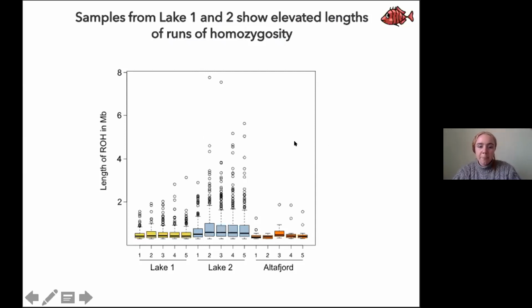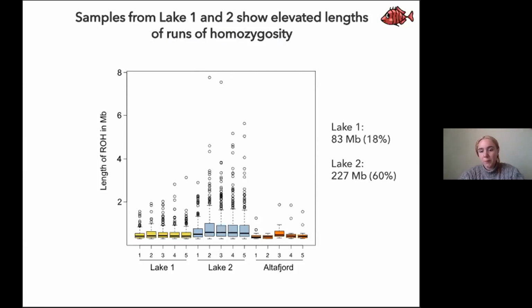And when we summed them up, for Lake 1 we got 883 megabase, and for Lake 2 we got up to 227 megabase pairs, which corresponds to 18 and 60% of the stickleback genome. To put this in perspective, in other papers, when this number is above 10%, the term extreme inbreeding is used. Both values are actually above 10%. So I guess we could already talk about extreme inbreeding here.